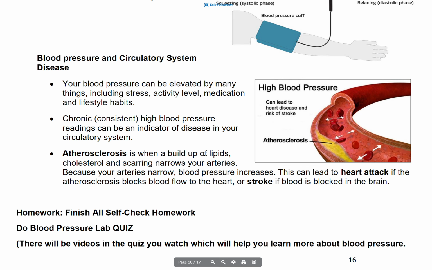The major cause of, or the major disease linked with high blood pressure is called atherosclerosis. We have a picture of atherosclerosis over here. So atherosclerosis is when a buildup of lipids, cholesterol, and scarring narrows your arteries.